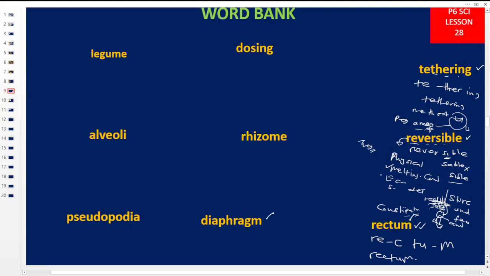Now we have this word here, diaphragm. This diaphragm is part of our respiratory system, and it is made up of diaphragm muscles. These muscles have a big role when it comes to inhalation, and inhalation is the same as breathing in. So these muscles undergo what we call contraction to make the diaphragm flatten, to increase the thoracic volume, as we discussed in the previous lessons, in order to lower the pressure so that the air outside enters our lungs.